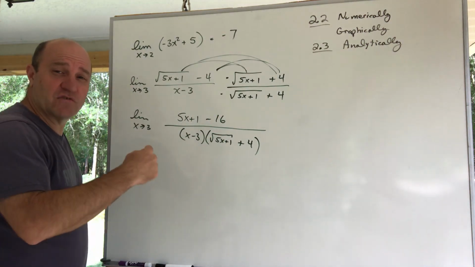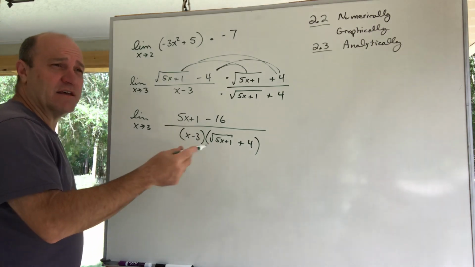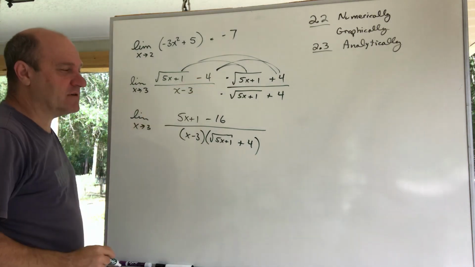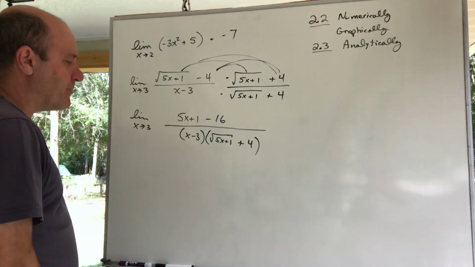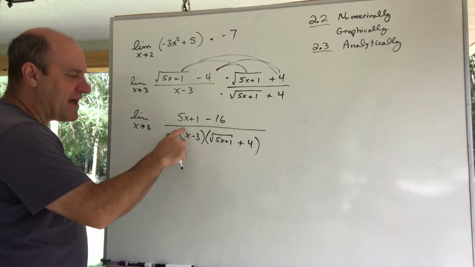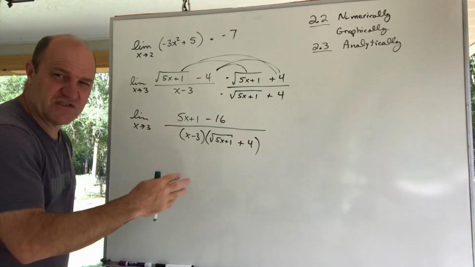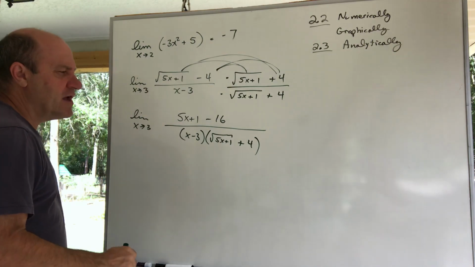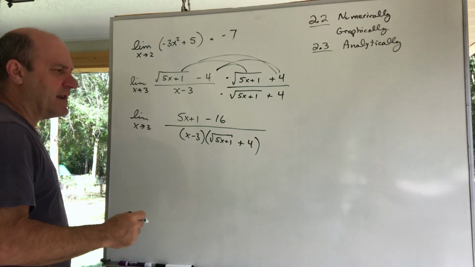So I get the firsts and the lasts, and the outers and the inners cancel each other out. So here I am. Now if I try this limit right now, I think I still get 0 over 0. It still needs a little work here. So let's clean this up a little bit.